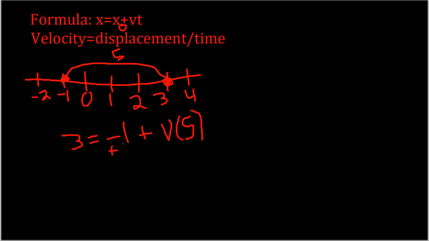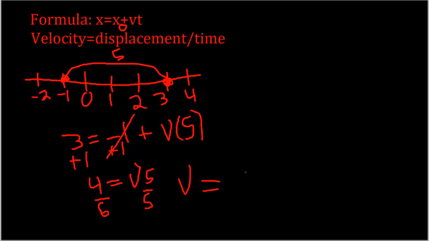We can add 1 here, cross this out, and we have 4 equals v5. Once we divide by 5, we're going to get that velocity is equal to 4/5 meters per second, or 0.8 meters per second.